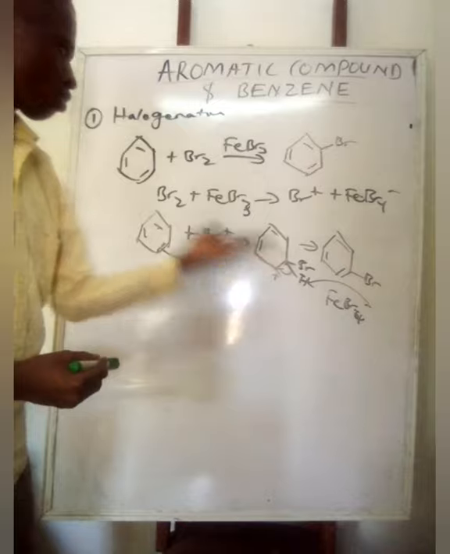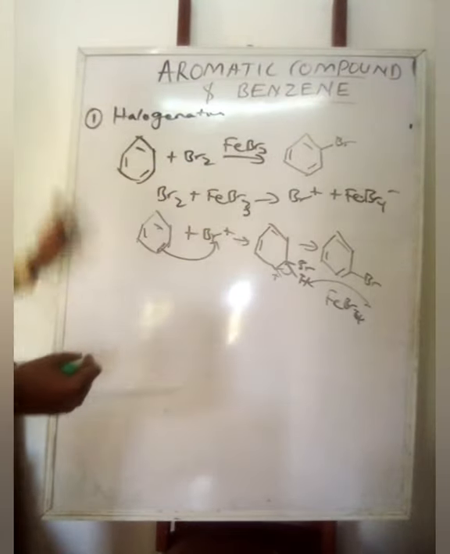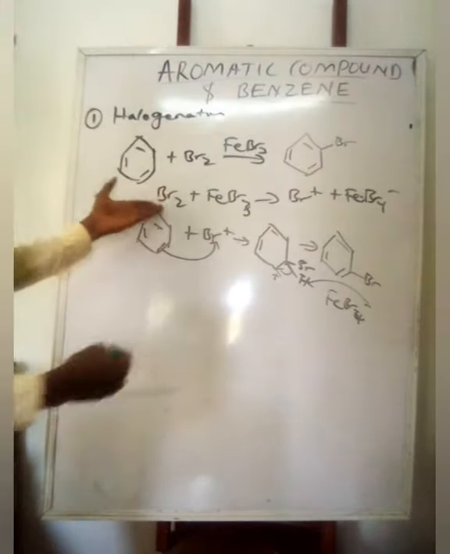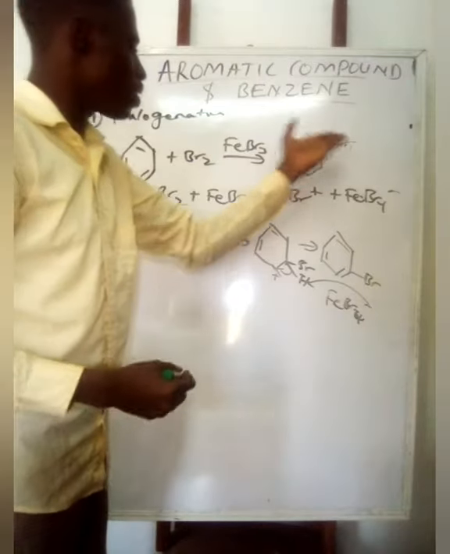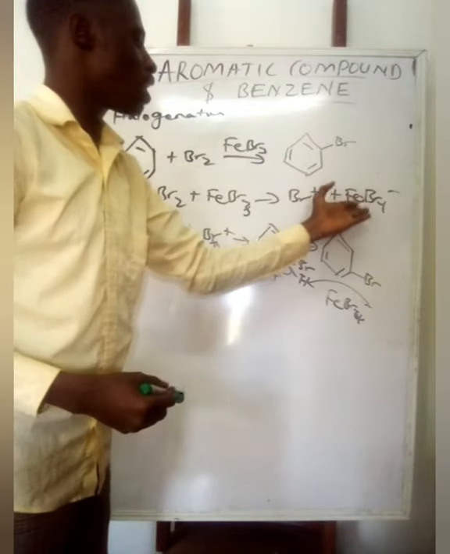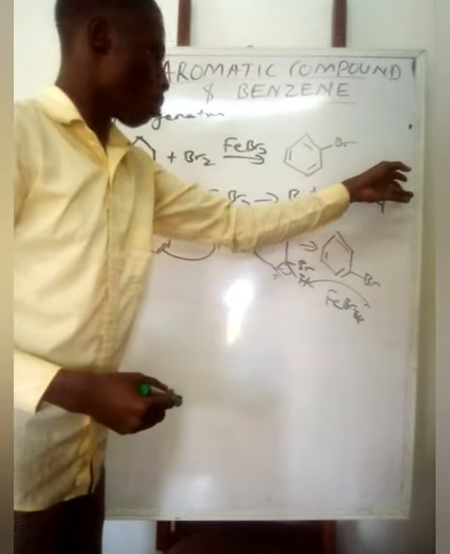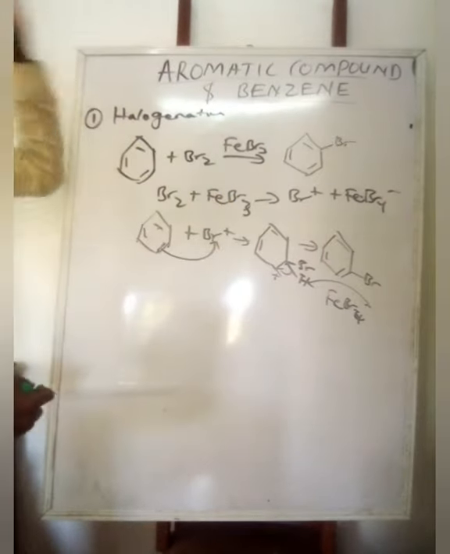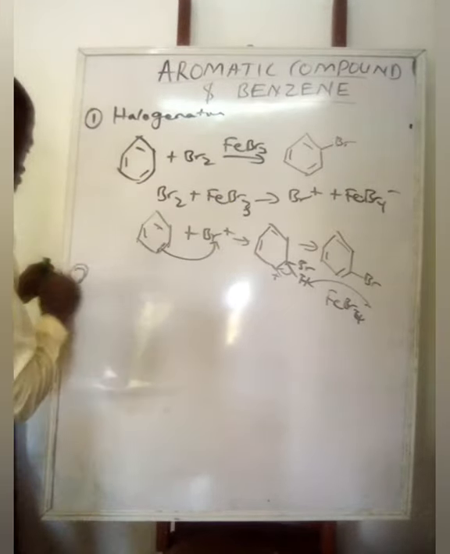And how do you form the electrophile? How do you form the nucleophile? Br2 is going to react with FeBr3, forming Br+ and FeBr4 minus. Then that is how it's going to react. Then for the sulphonation.